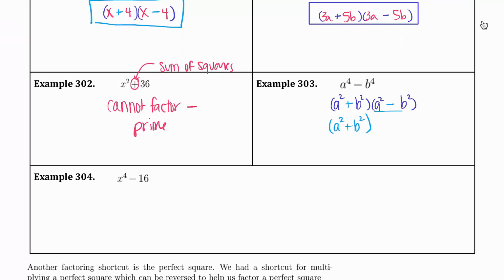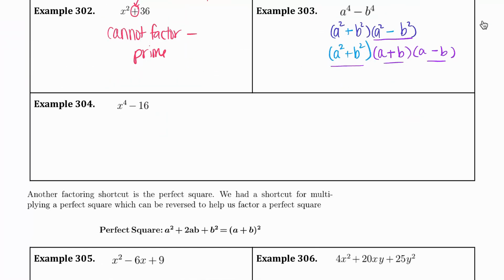But look here, we do have the difference of perfect squares again. We have a squared minus b squared. So this one actually can continue to be factored. We can factor it just like we have the ones above. The square root of a squared is a. The square root of b squared is b. One's going to be plus, one's going to be minus. So this has three binomial factors here.